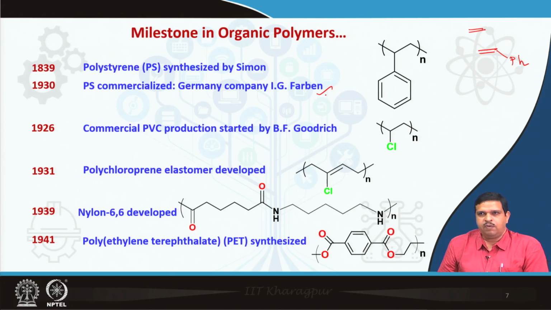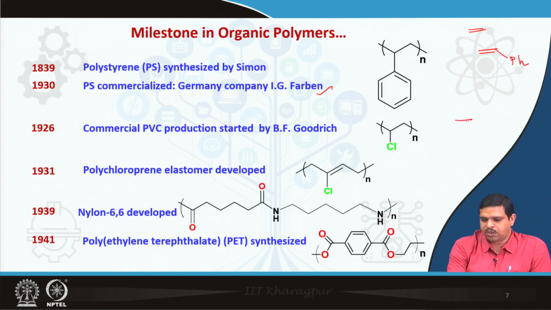In 1926, at a very similar time, another polymer was commercialized, that is polyvinyl chloride, PVC, which is very popular. Nowadays floor tiles and pipes are made of PVC. Again you see the starting material, the monomer, which is chloro substituted ethylene. Then polychloroprene, this is also heavily used in our daily life.